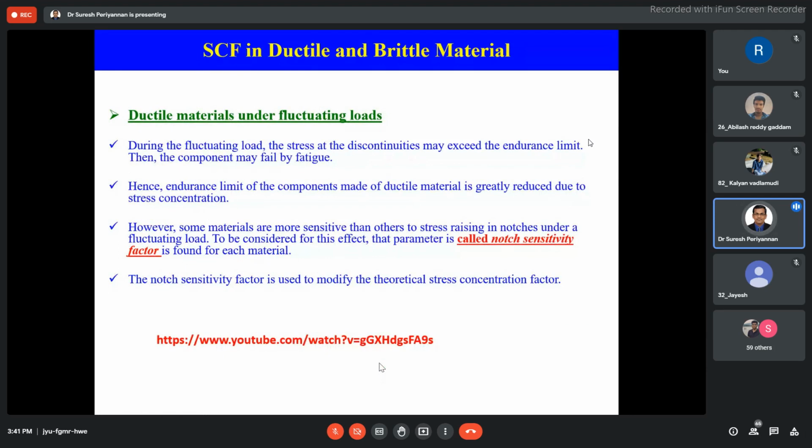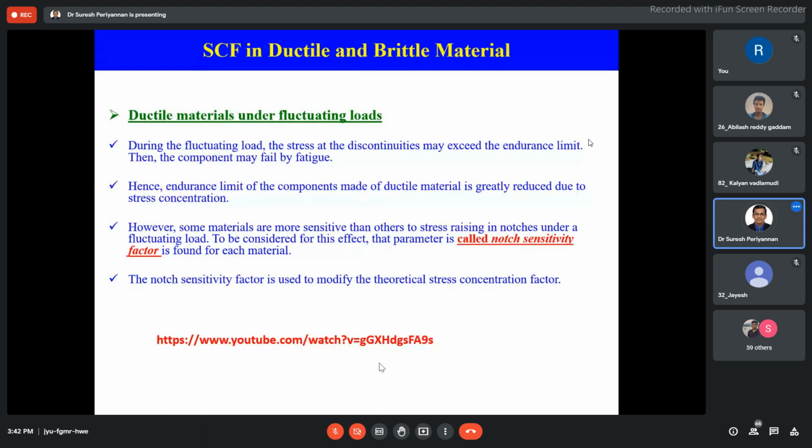We are going to study what the endurance limit is later, but once it exceeds the endurance limit, the material is going to fail. Take a very thin wire and bend it and straighten it multiple times. Finally the material fails, because when you bend it there is tension and when you straighten it there is compression. Even though the applied load is within the elastic limit, the discontinuities may exceed the endurance limit, and then the material fails because of fatigue. Okay, that is fluctuating loads.